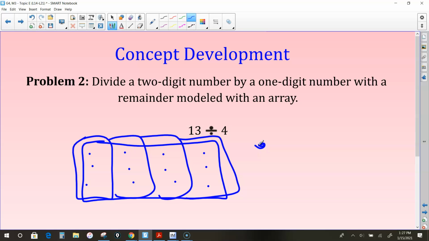So when I write this number sentence, 13 divided by 4, I can see that I get 3 in each group, because in an array, we want everything to be the same size. We want it to be even so it forms that rectangle. So we have 3, but then we have what we call a remainder of 1. So this little guy out here is our remainder.